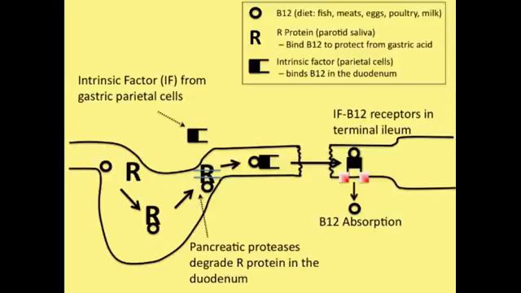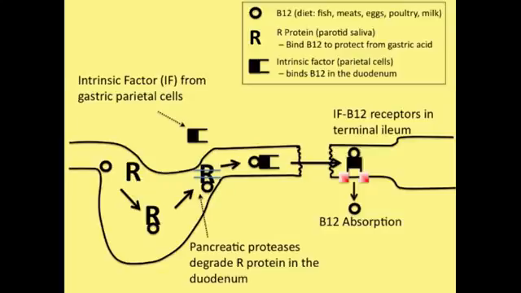So let's try to apply this to a board-style question. Here we go. Which of these conditions is associated with B12 deficiency? Chronic pancreatitis or celiac disease? B12 deficiency is seen in both. So both conditions, celiac disease and chronic pancreatitis, can lead to B12 malabsorption, not to mention fat and fat-soluble vitamins also.